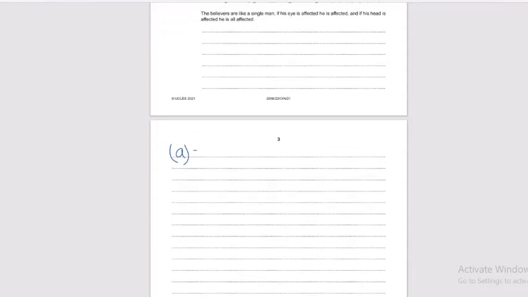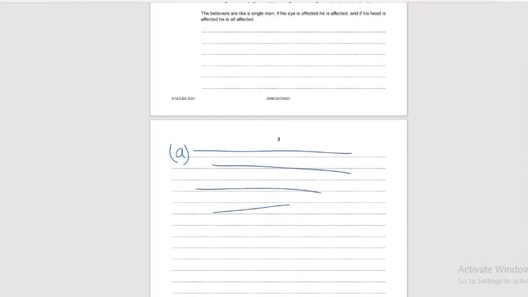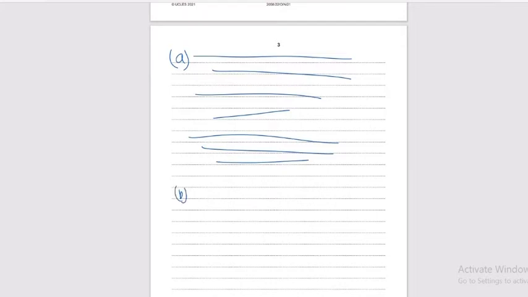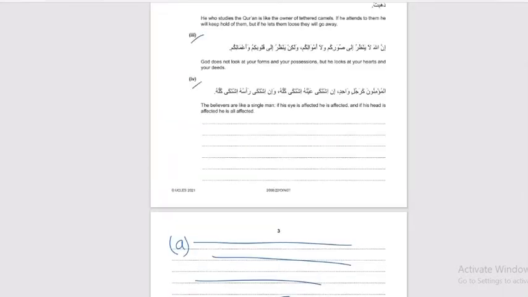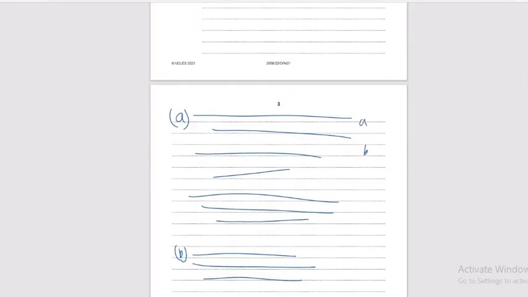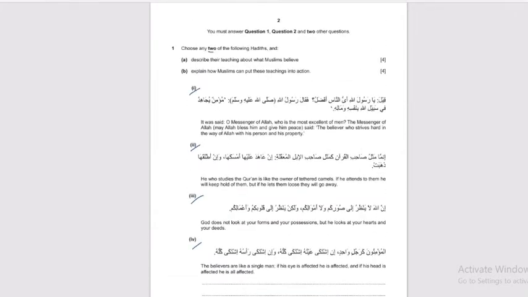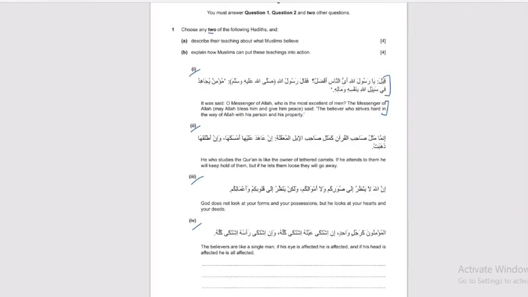So part A of the first hadith, and then leave a line, part A of the second hadith, and then you have to write on the part B of the first hadith, and then write up about the part B of the second hadith that you've chosen. So you can't do part A, part B, part A, part B. This is not preferred. Here they'll give you the Arabic version and then the English translation again for all 4 of them, and you have to select 2 and then just solve them.